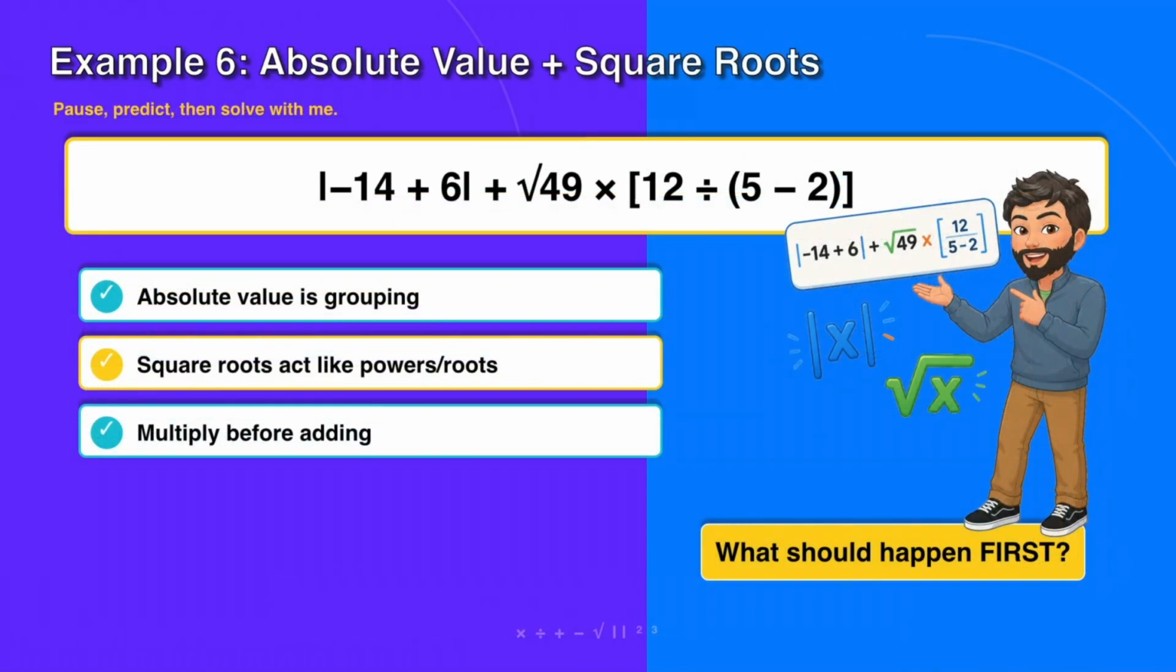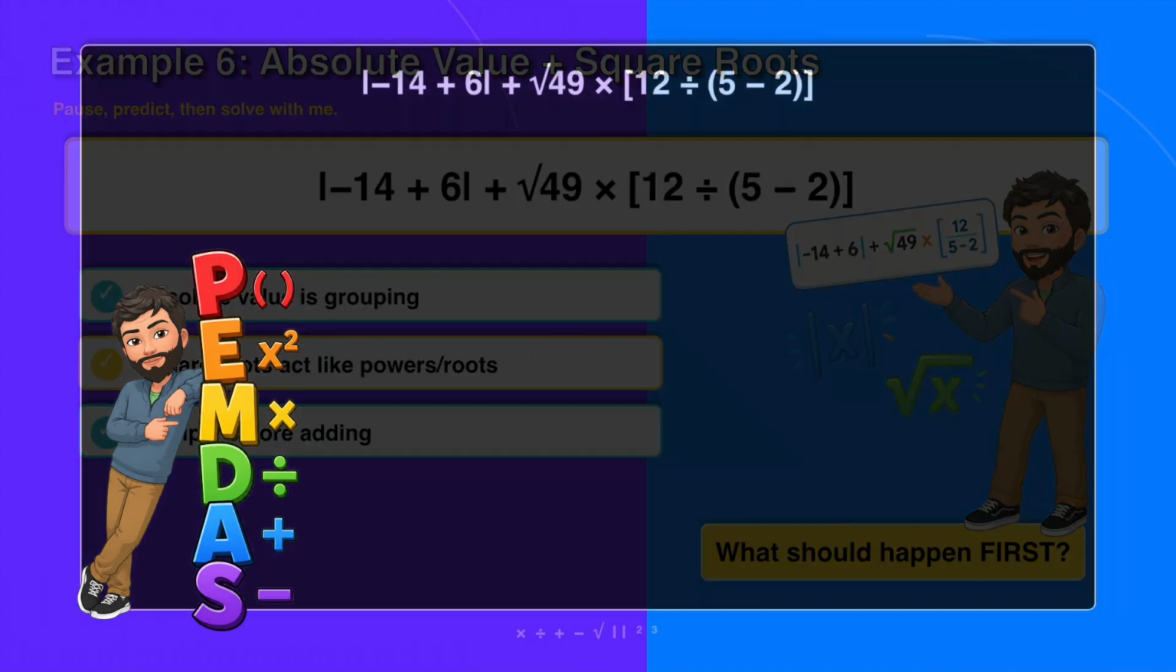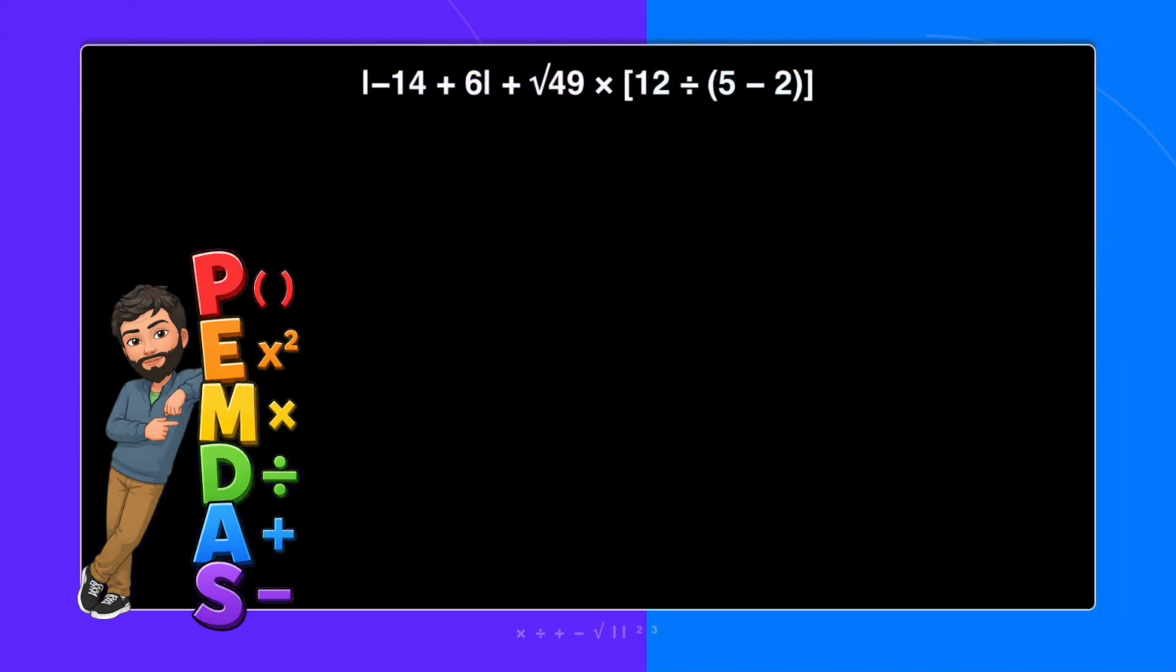In example 6, we're going to actually have absolute value, and we'll be doing square roots. So you can see those 2 lines on the sides of negative 14 plus 6. That means absolute value. We also have square root of 49, and we're also going to be inside the brackets. We have 12 divided by, and then parentheses inside those brackets, 5 minus 2. We're going to take this one step by step because, again, there is a lot happening, but you've got this, I promise.